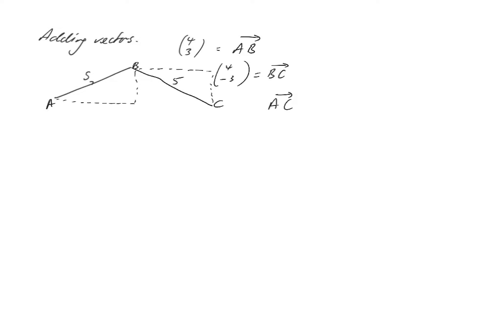AC, well, this is what we call the addition of vectors. And all we do is we want to find the resultant vector AC. Now, it should be pretty clear that, well, if I've gone across 4 and up 3, and then across 4, then down 3, then to get from A to C, I just go across by 8. So we know our answer is going to be 8, 0.